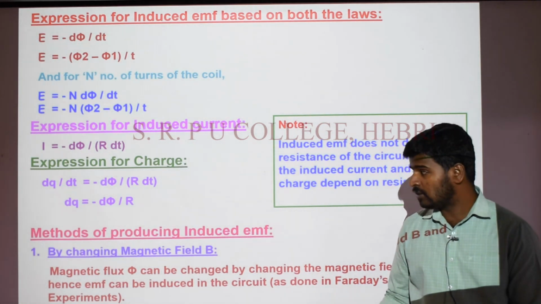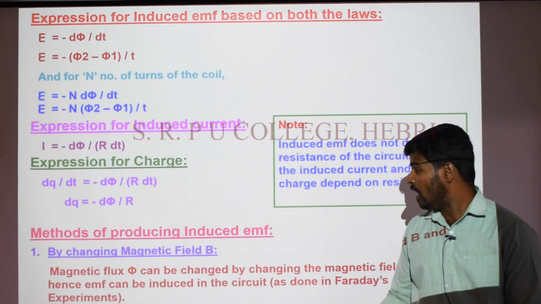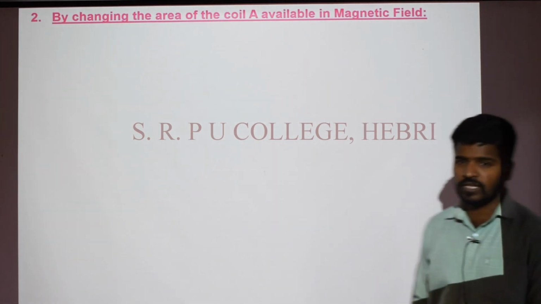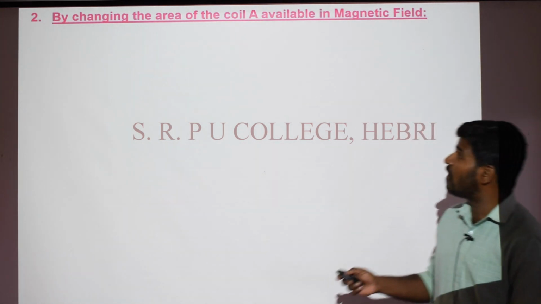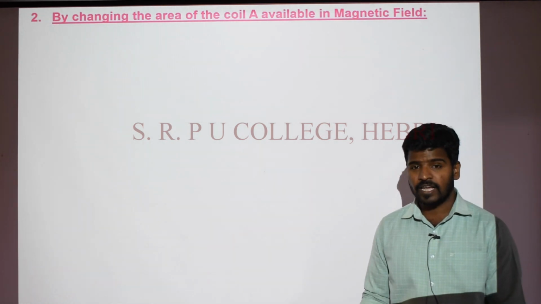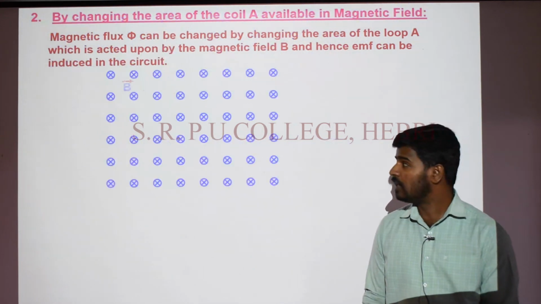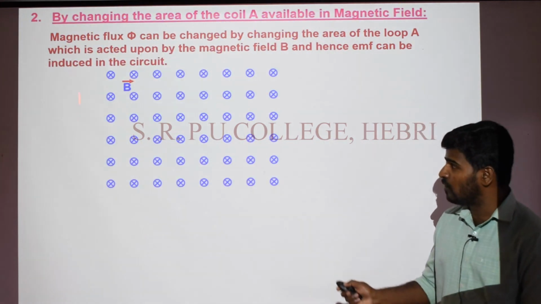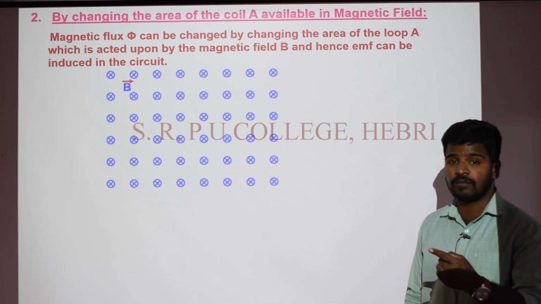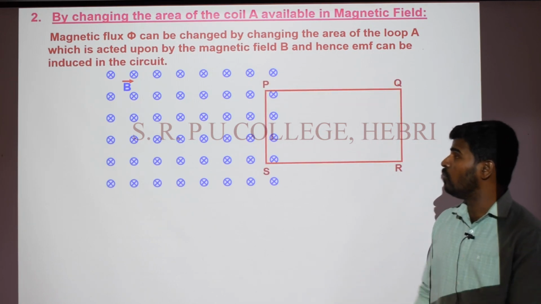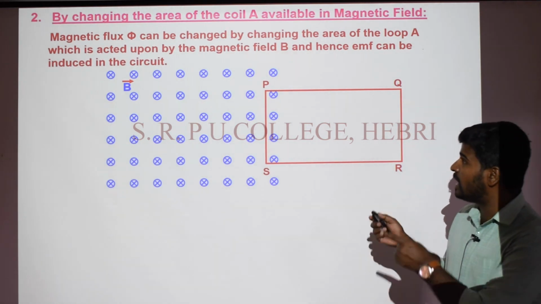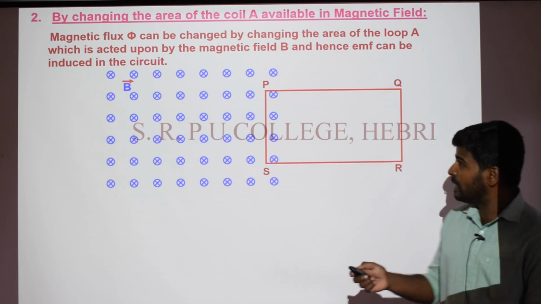The second method of producing the induced EMF is by changing the area of the coil A available in the magnetic field. For that, we take a uniform magnetic field. See here, this is considered as a uniform magnetic field, in which we take the area of cross section of the loop, considered as PQRS. Is it clear?